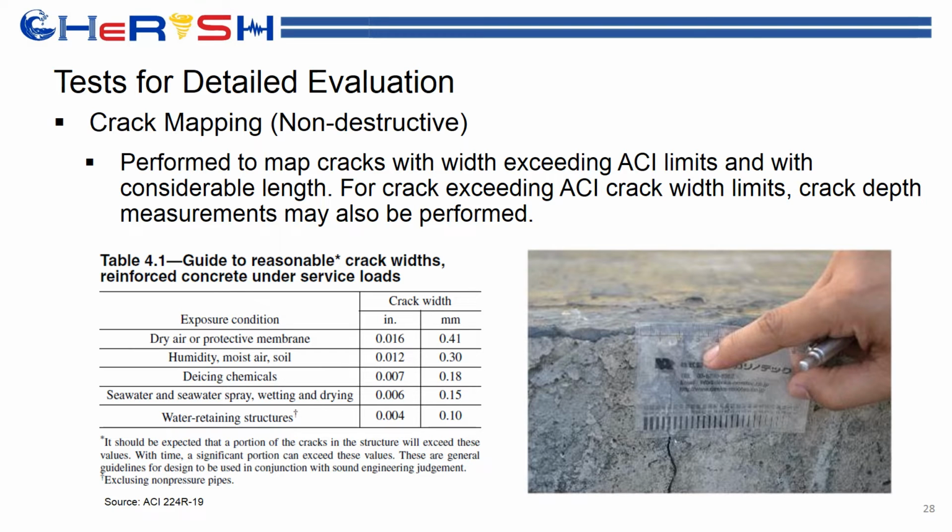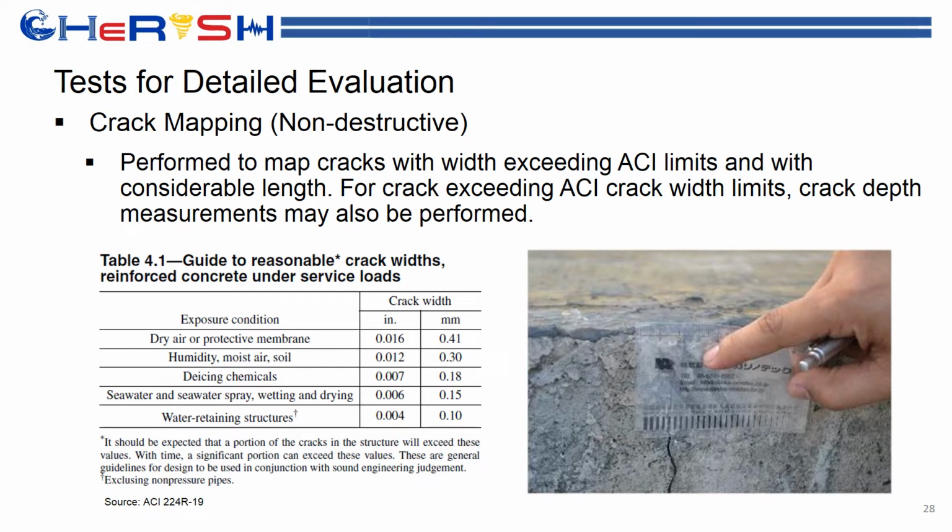First is crack mapping. Again, during the RVS, we just took note of the presence of cracks in the structural elements. But if we want to determine if these cracks are severe or need immediate attention, then we need to do what we call mapping. In doing so, we can relate the crack width to some allowable crack widths that are, for example, given in ACI 224. So, for example, here is a table showing you the reasonable crack width in reinforced concrete under service load.